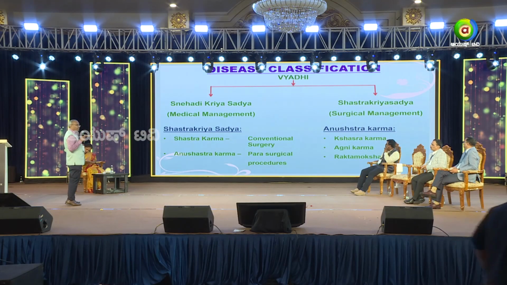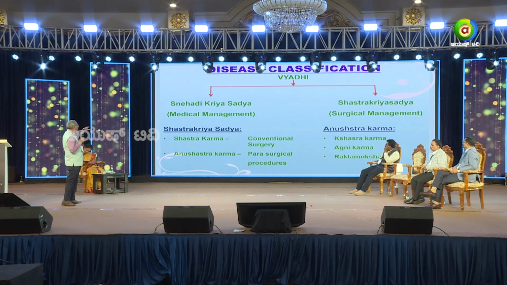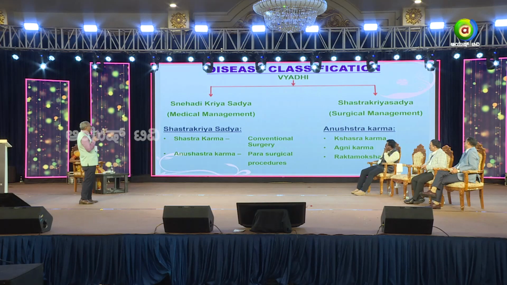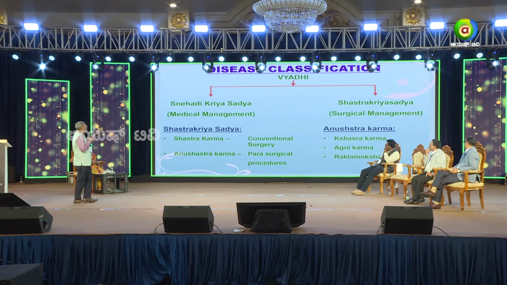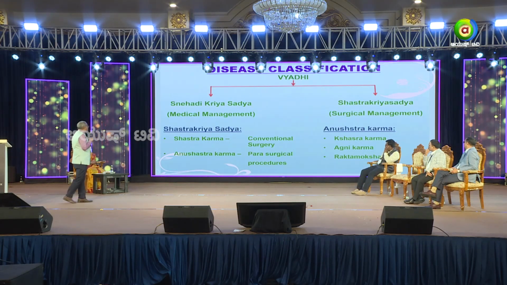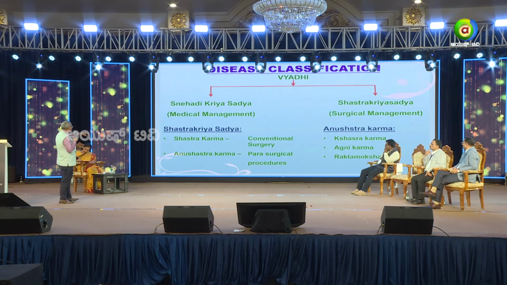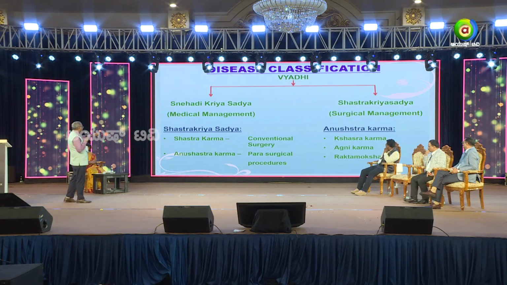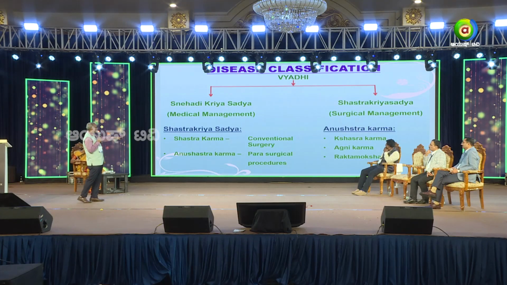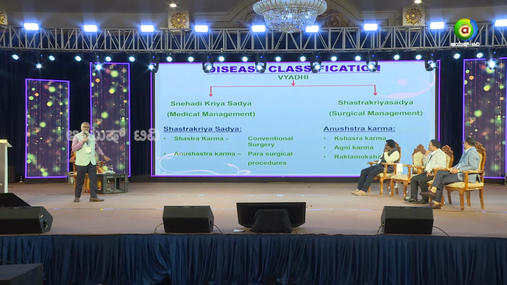Now, the diseases are broadly classified as Snehadi Kriyas, that is, medical management diseases, and surgical management diseases. Coming under the surgical management diseases, we have Shastrakarma and Anushastrakarma. Shastrakarma is conventional surgery. Anushastrakarma is a parasurgical procedure. So in parasurgical procedures, today I am going to concentrate on 3 main parasurgical procedures: Sharakarma, Agnikarma and Raktamokshana.